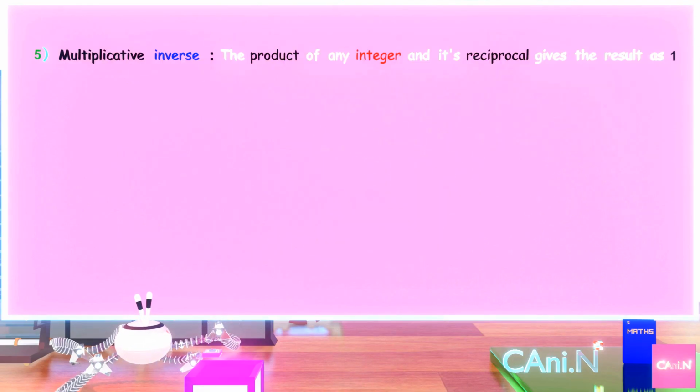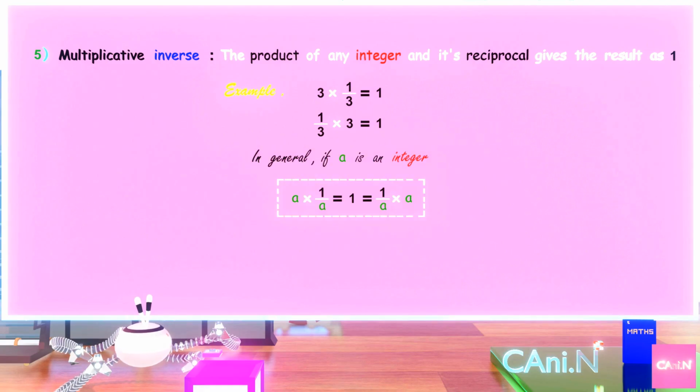Multiplicative inverse. The product of any integer and its reciprocal gives the result as 1. Example: 3 into 1 by 3 equals 1. 1 by 3 into 3 equals 1. In general, if a is an integer, a into 1 by a equals 1.